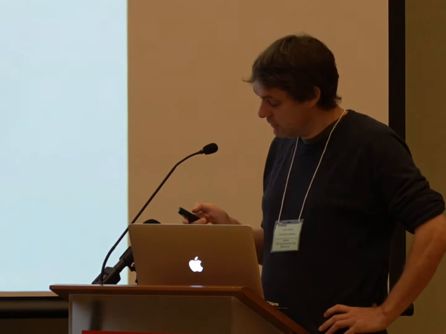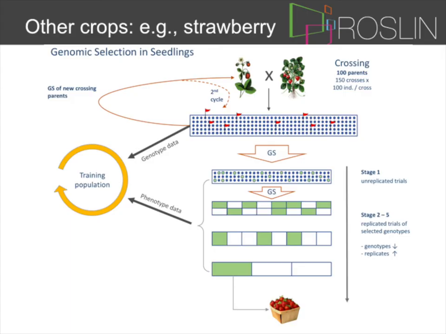We've done some simulations where this has been adapted to, for example, a strawberry breeding program, which would have less resources than a large UK wheat breeding program. So a very small training set, a few hundred individuals. And the model translates as soon as you account for some of the factors.